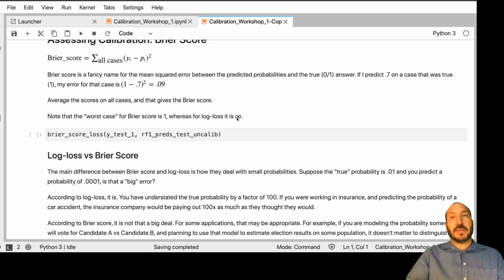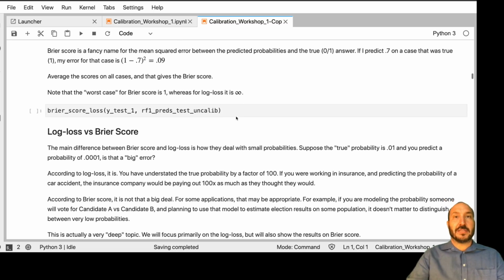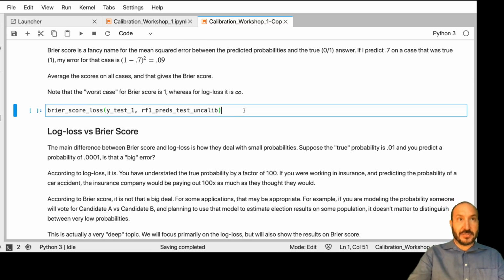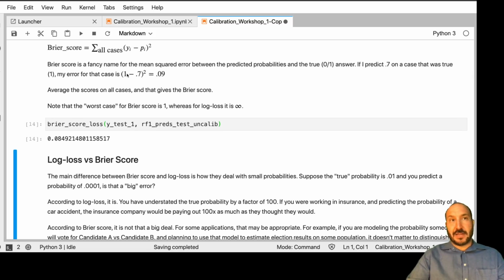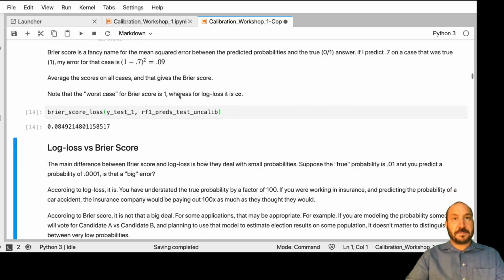And where this makes the biggest difference, so moving on to this next cell. Let me pause for a sec and run through the Brier Score. So the Brier Score loss is 0.0849. And one way to think about that is, if I was off by 0.3 on average, I would have 0.09. So I'm off by a little bit. I'm off by less than 30% on average.